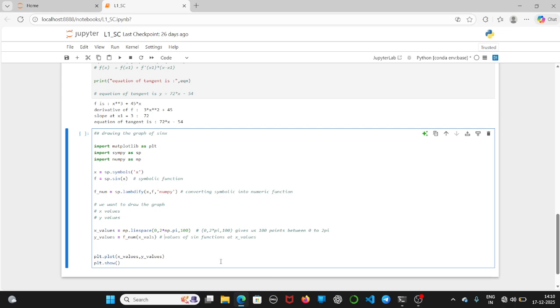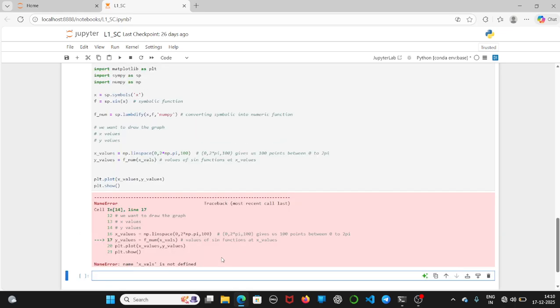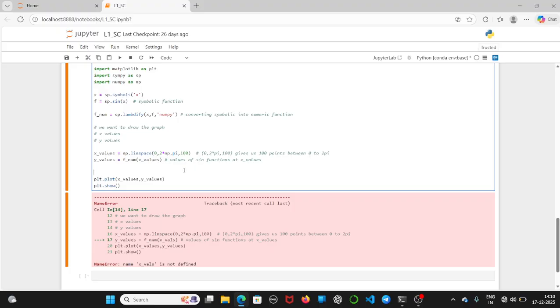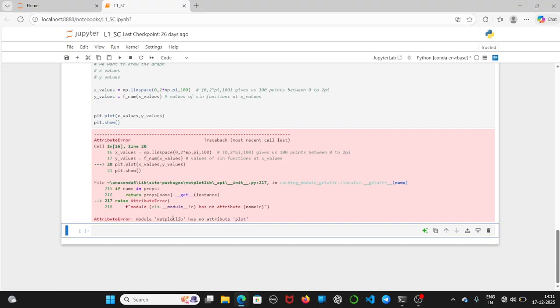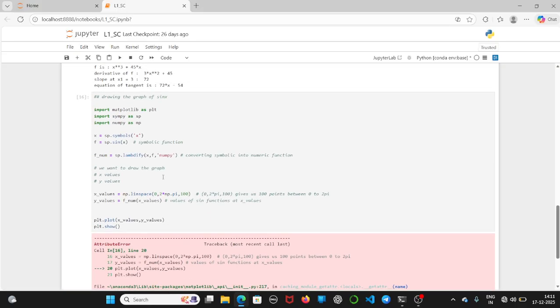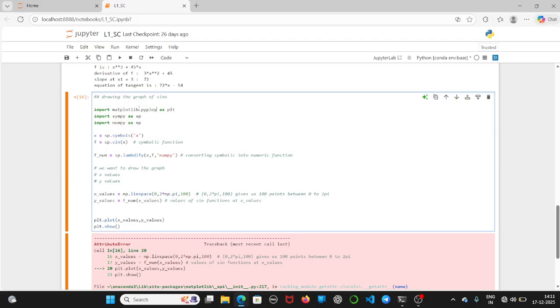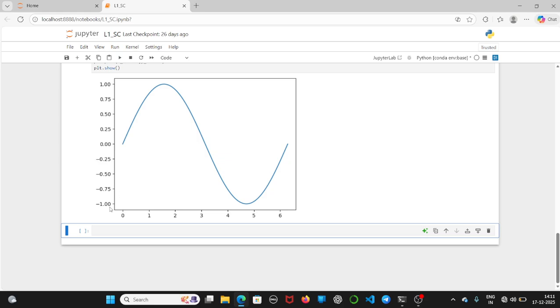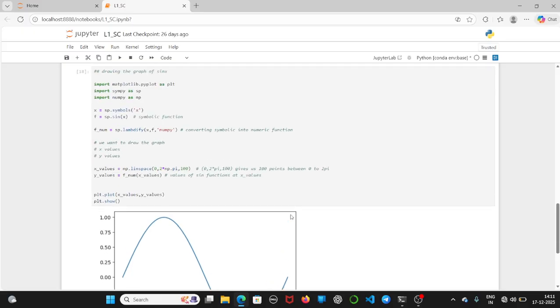So now if I run this program, okay, but here x values is not defined. x values, okay, x values, right? Okay, if I run again, it says the module matplotlib has no attribute pyplot as plt. So what we need to import is pyplot, not only matplotlib, right? Okay, when I press shift enter, what I get is 0 to 2 pi. 2 pi means roughly 6. So I got a sine curve between 0 to 2 pi, and you can see that curve here.